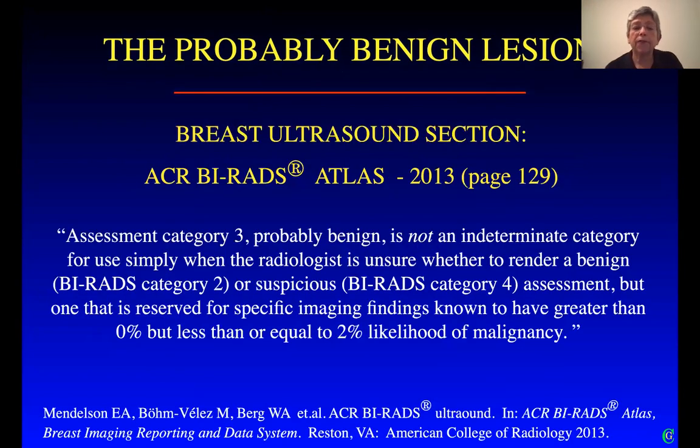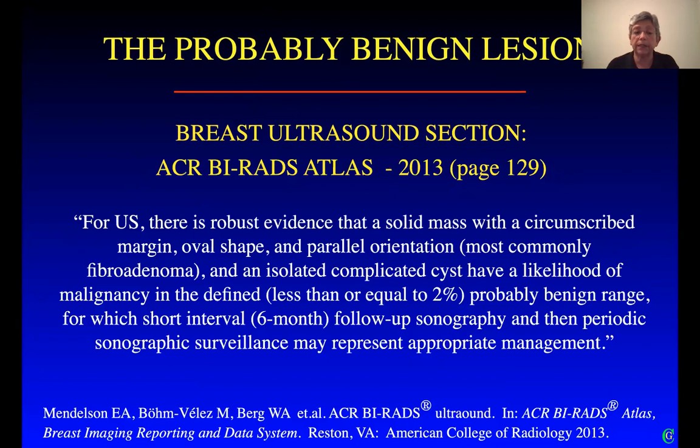Again, if I quote you the ultrasound section in the BI-RADS Atlas, the assessment 3, probably benign, is not an indeterminate category for use simply when the radiologist is unsure whether to render a benign BI-RADS 2 or suspicious BI-RADS 4 assessment, but one that is reserved for specific imaging findings known to have greater than 0%, but less than or equal to 2% likelihood of malignancy.